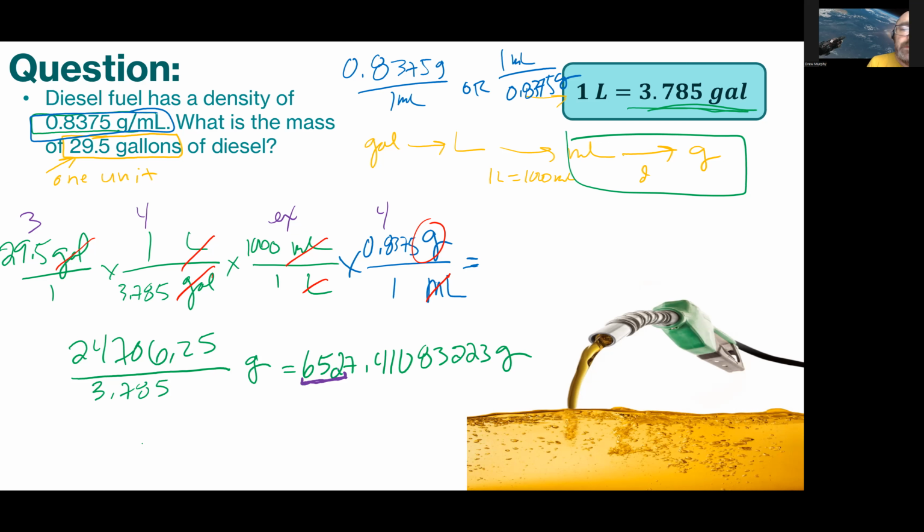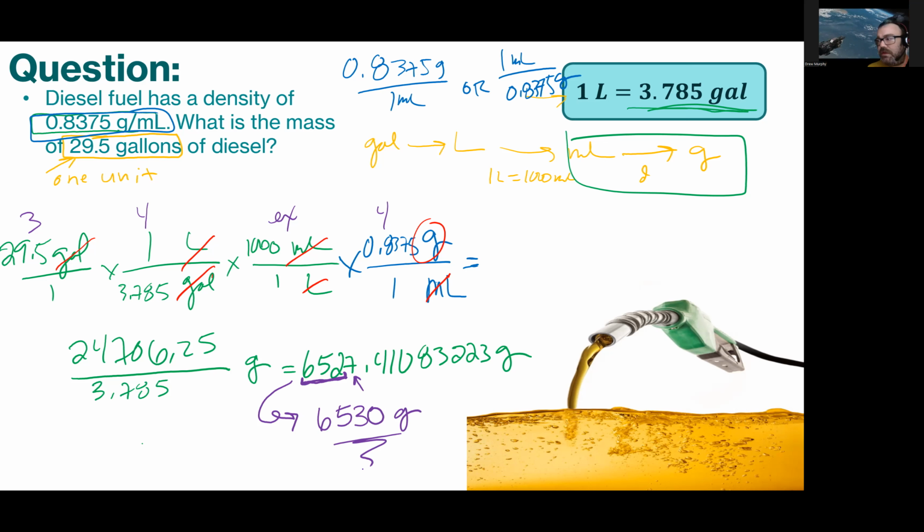Okay. So when we round this, 650, that 7 is bigger than 5. So that's 3. Now it's not just 653 because we still have this place here. It has to be 6,000. So we have to have a placeholder 0. And that 0, remember now, is not significant. Okay, we're going to give it units of grams. There's our answer.